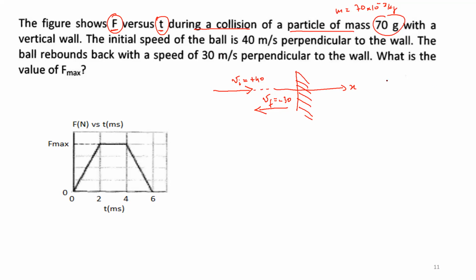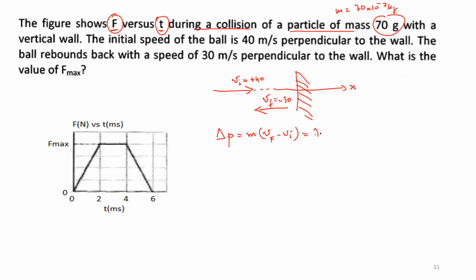So the question is, what is the value of F max? So here I have an impulse. I have a collision between the ball and the wall. Okay. So I know that impulse, which is the change in momentum of the ball, is just m multiplied by V final minus V initial. This is the impulse on the ball. Okay. So it will be mass of the ball multiplied by V final of the ball minus V initial of the ball.